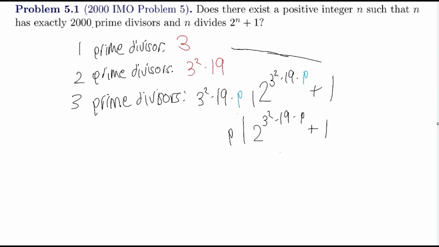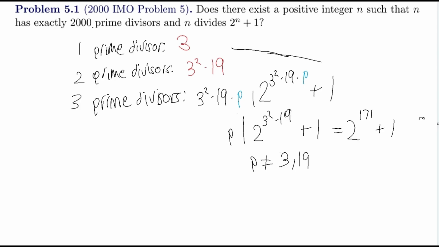And then we can use Fermat's little theorem to get rid of this one here. So that's 3 squared times 19 plus 1, which is, I think, 2 to the power of 171 plus 1. And we want p to not be equal to 3 or 19. And how do we know such a prime p exists, which is not equal to either of those two? Well, for one, you could just bash it out, I guess.